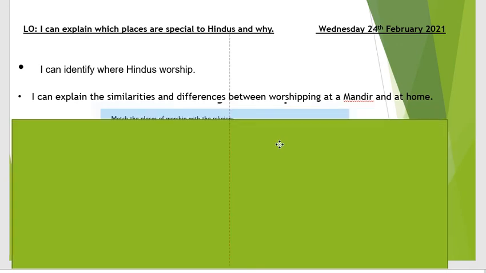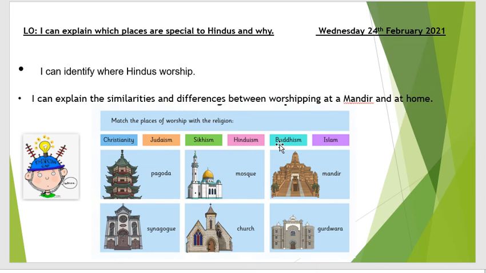Okay, so to get our brains warmed up, we're going to pop our thinking caps on, and I've given you some pictures and names of world religions here, year 5 and 6. So can you match the places of worship to the correct religion? If you pause the video now, give yourselves a couple of minutes if you need it, see if you can match them all up, and then come back and we'll see how many you got correct.